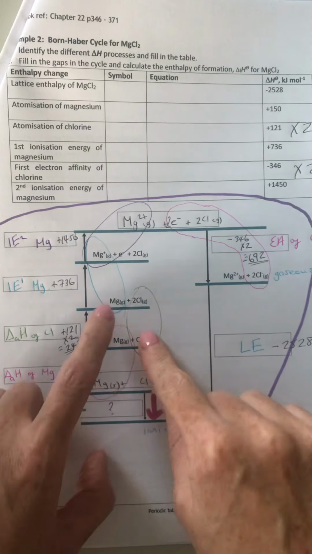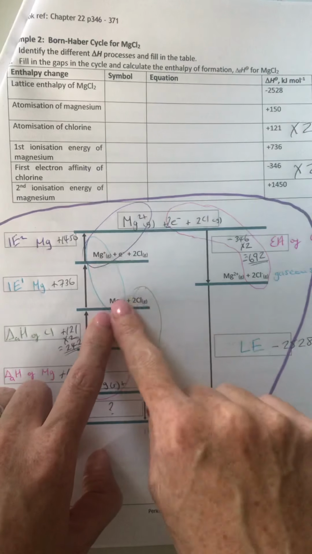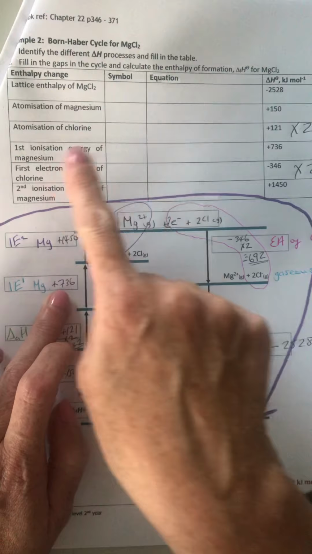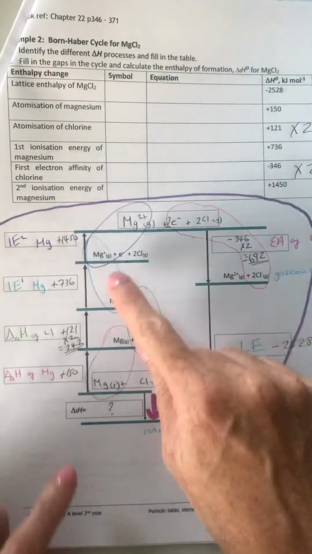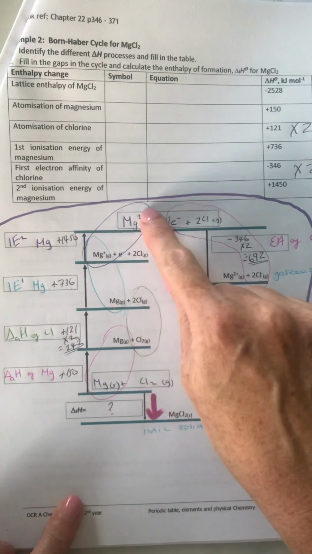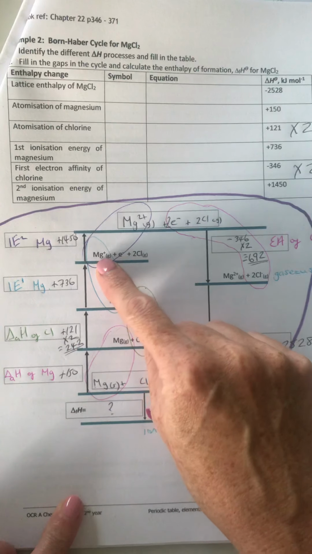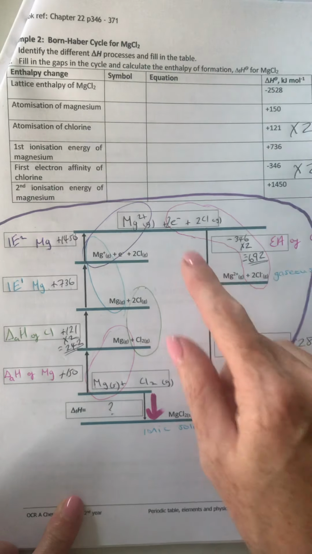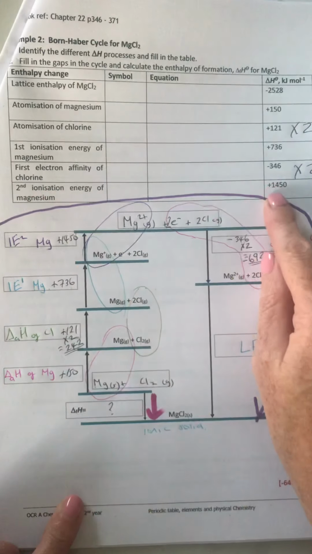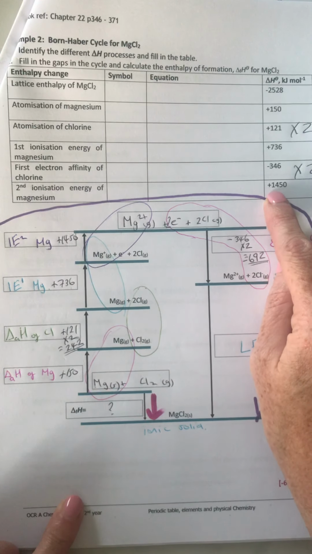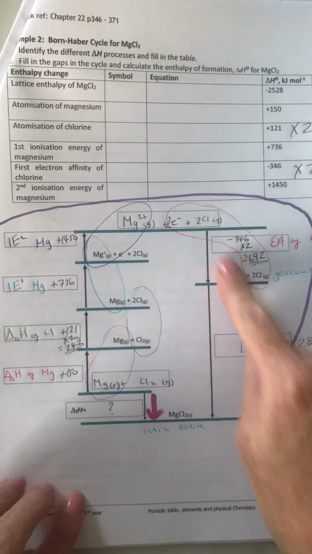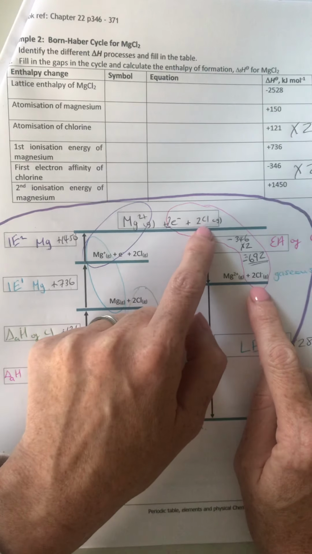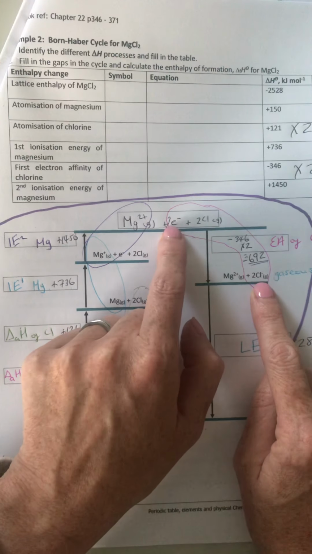So that's this change. The change here, which I've circled in blue, is your first ionization energy of magnesium, 736. The bit here that's changed is in purple, and that's from your Mg+ to Mg2+. That's your second ionization energy of magnesium, which is 1450.